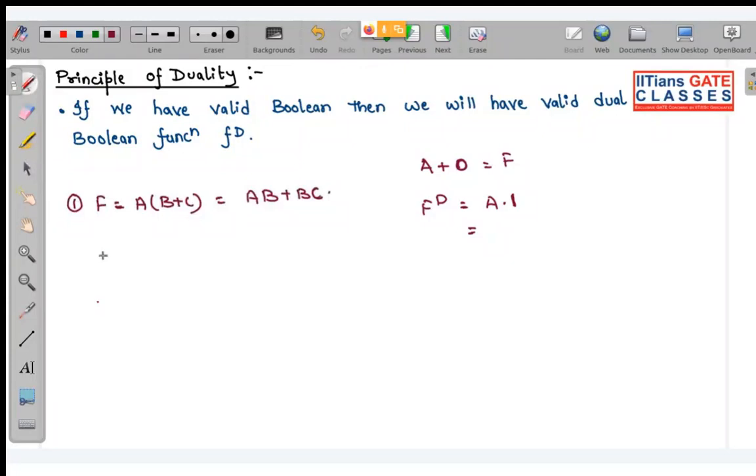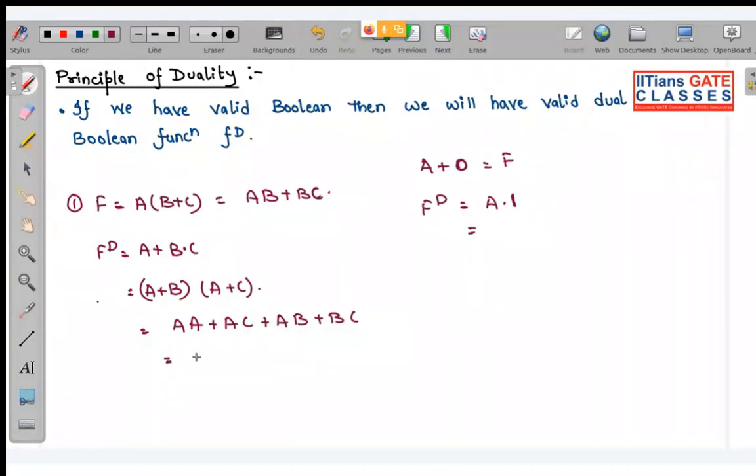Now take the dual of the above function. So this will be A plus B dot C. Now if you expand this, this is A plus B, A plus C. So what will you get over here? A plus AC plus AB plus BC. This is again coming back to A plus BC. Okay, A plus BC.